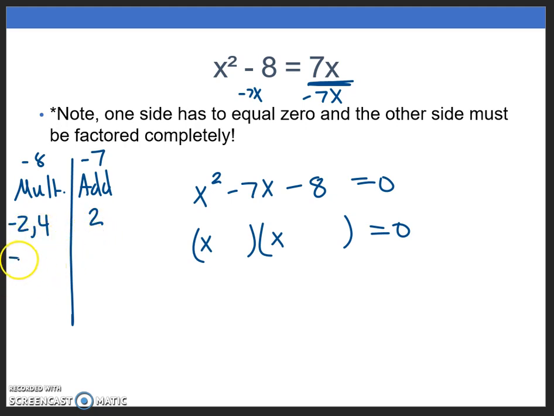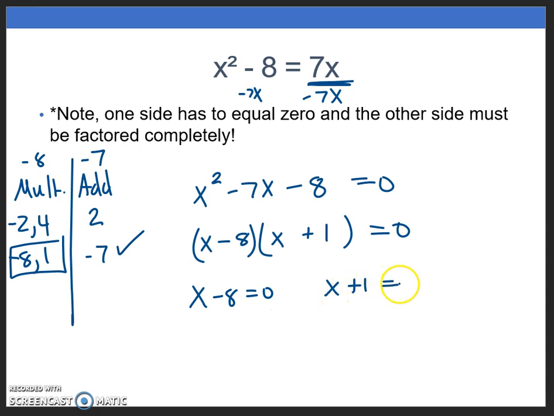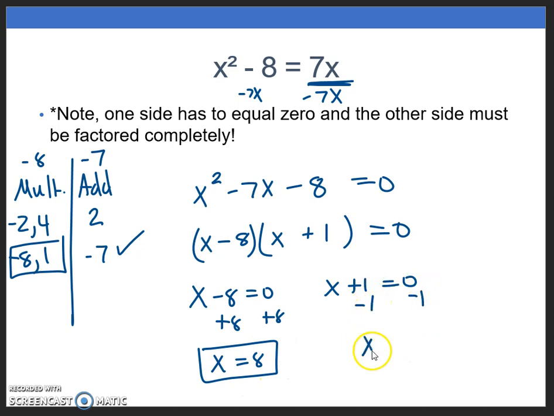So if we did negative 8 and 1, negative 8 times 1 is negative 8. Negative 8 plus 1 is a negative 7. So this is the one we want. So we would have x minus 8 and x plus 1. Then you set both of them equal to 0 and solve. So I want x by itself, so I'm going to add 8 on both sides and get x to equal 8 for this one. Subtract 1 over here to get x by itself, we get x to equal a negative 1. So these are the two roots for this equation.